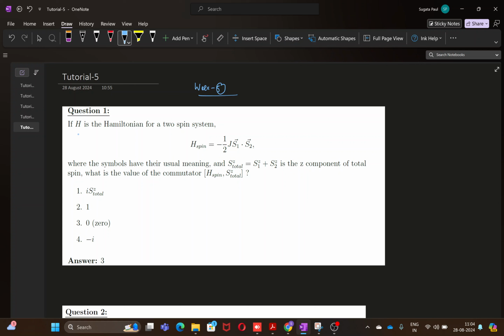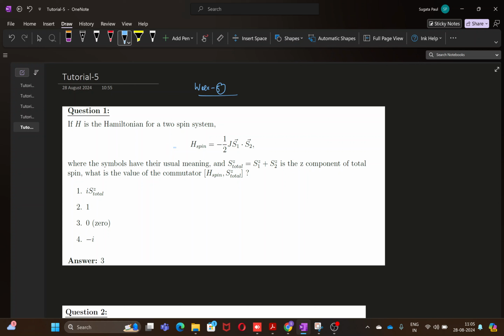Question number 1 is: if H is the Hamiltonian for a two-spin system, then the Hamiltonian is written something like this, H spin equal to minus half J S1 vector dot S2 vector, where the symbols have their usual meaning, and Sz total equal to S1z plus S2z is the z component of the total spin. Then what is the value of the commutator bracket of H spin, that is the total Hamiltonian, comma Sz total, that is the total spin along the z component? You have to choose one option for the answer.